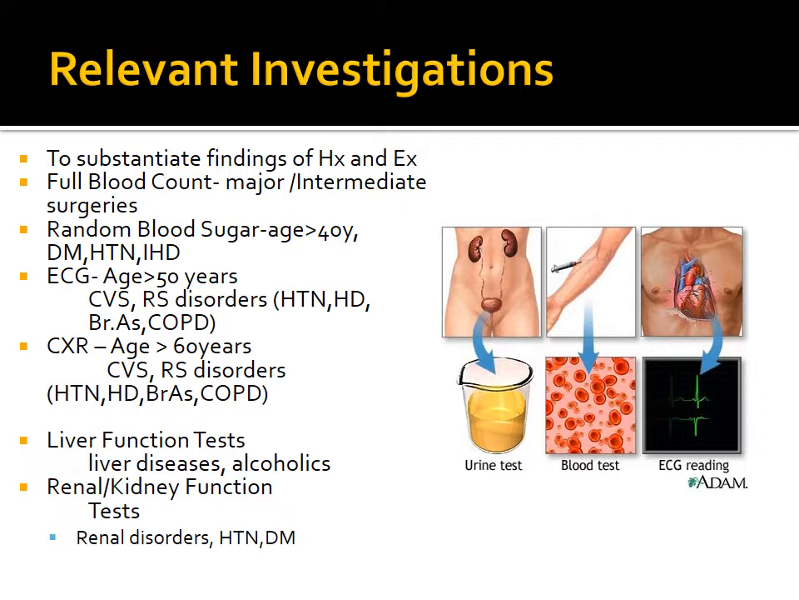Then under renal or kidney function tests, again you have to perform those if there's a relevance. So commonly if there's a history of renal disease like hydronephrosis, hydroureter, polycystic kidney disease, or if there's a history of high blood pressure and diabetes mellitus, then we know there's a chance of those patients having impaired renal functions. Then do renal function tests like serum creatinine, blood urea, serum electrolyte levels, and urine microscopy to see whether there are proteins appearing in urine.